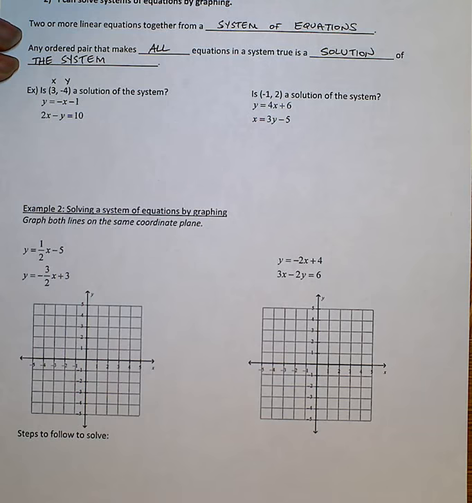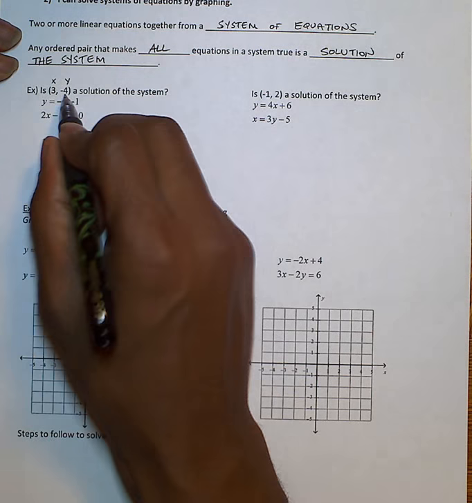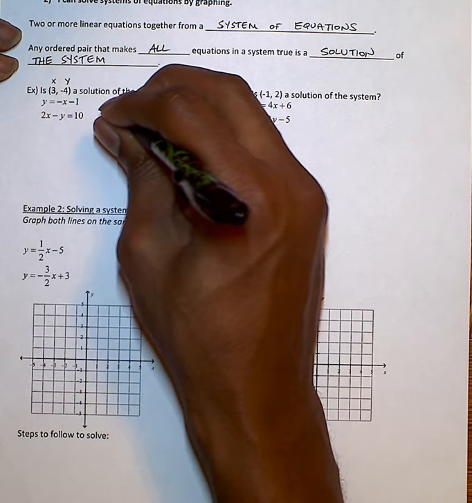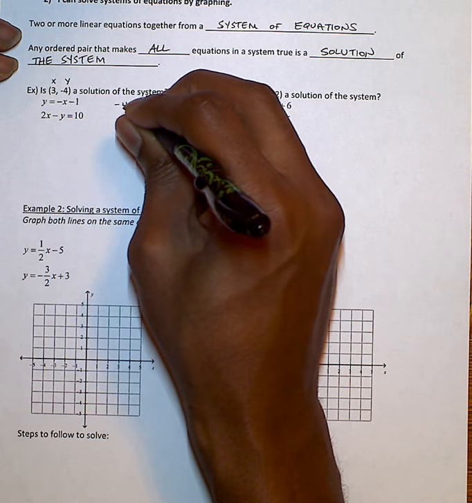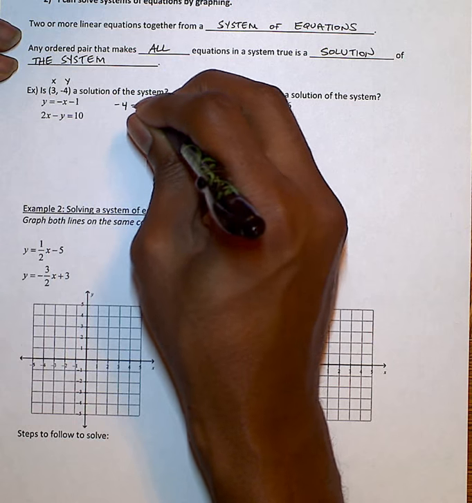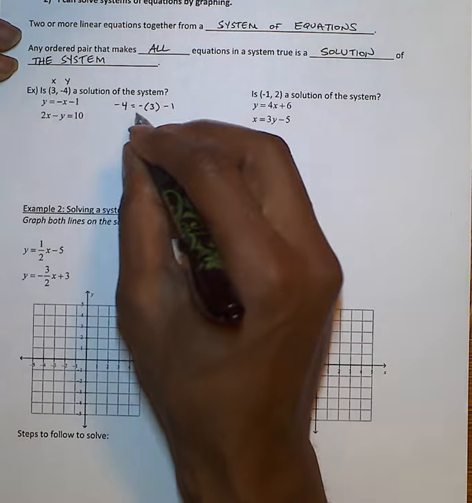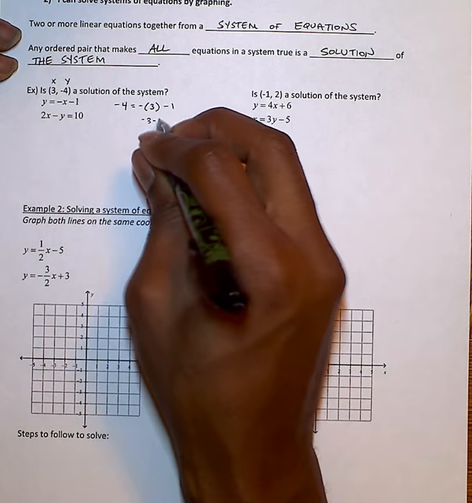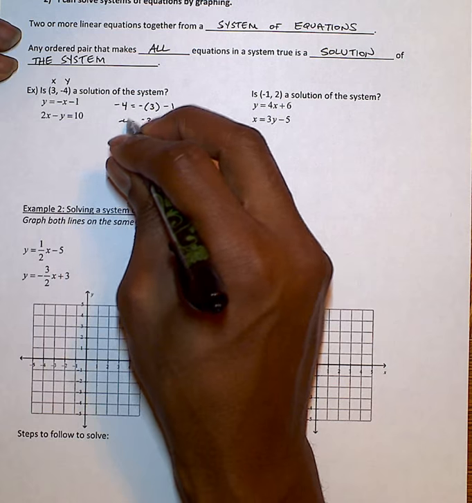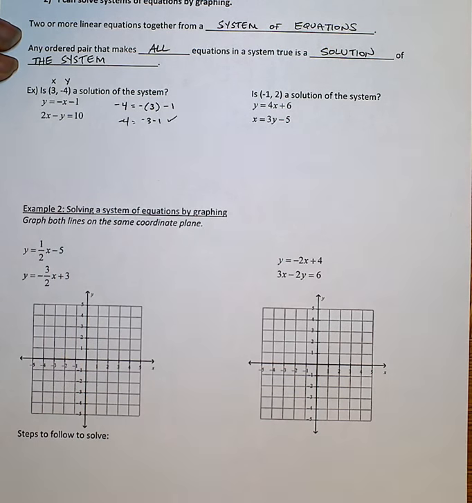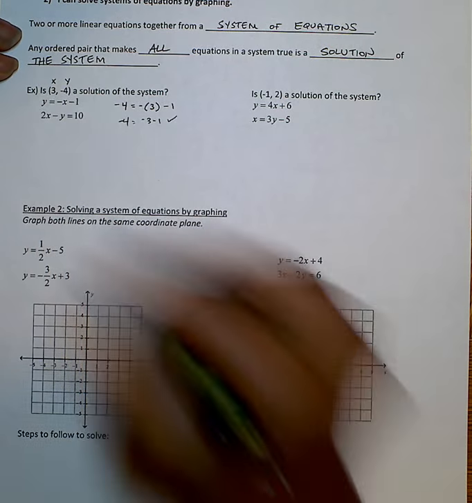We'll plug them into both equations to see if they're true. So here, I'm going to plug in negative 4 for y equals negative, and then plug in 3 for x, minus 1. So negative 4 equals negative 3 minus 1. Is that true? Yes. So that point makes the first equation work.